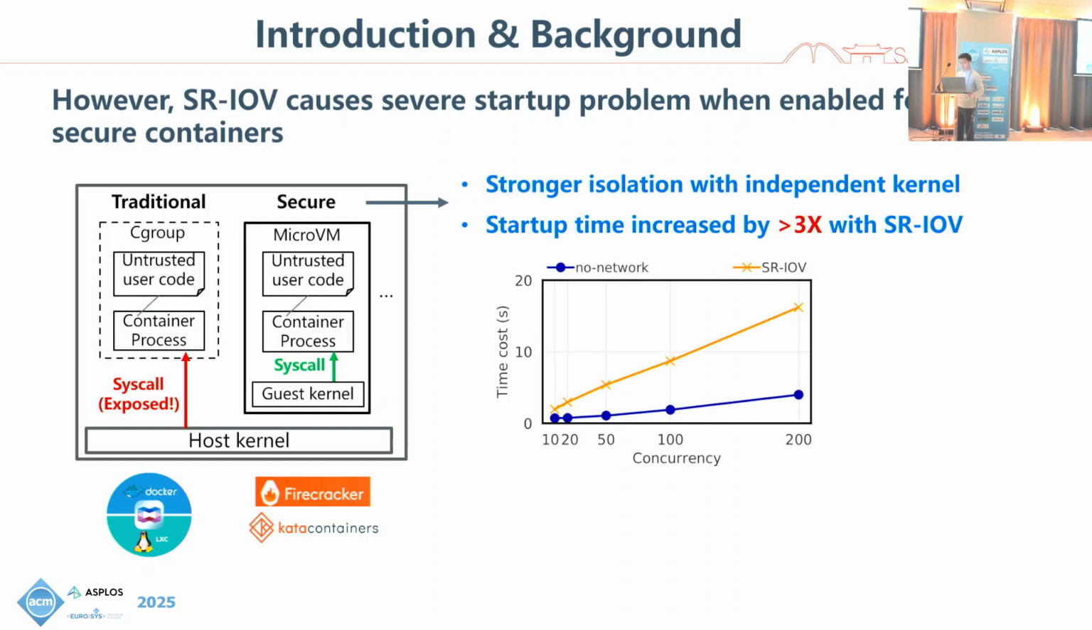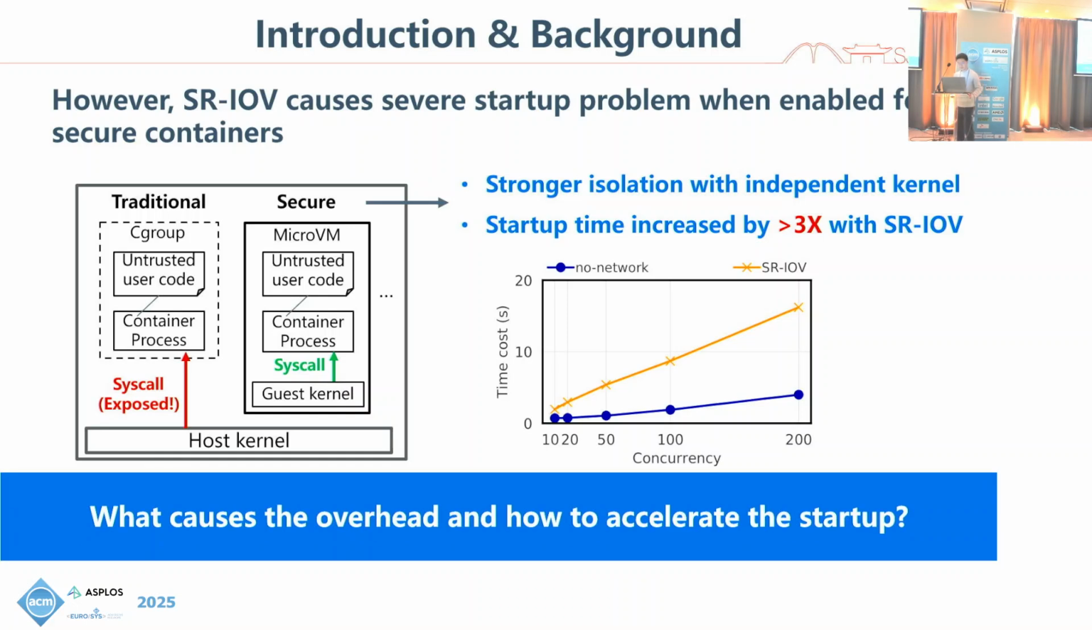According to our measurement, when we enable SR-IOV for secure containers, it can significantly increase the startup time, particularly under high concurrency. For example, it can increase the time of starting 200 containers by over 3 times. This motivates us to ask what causes the overhead and how we can accelerate the startup.